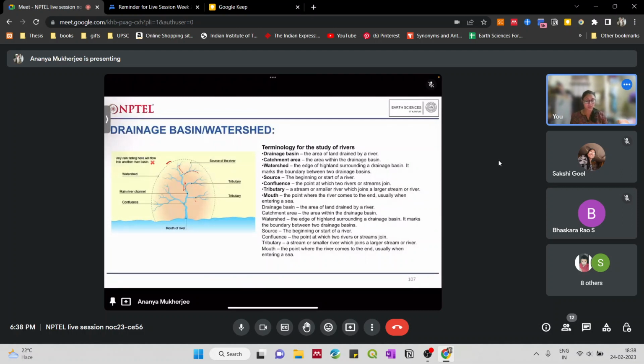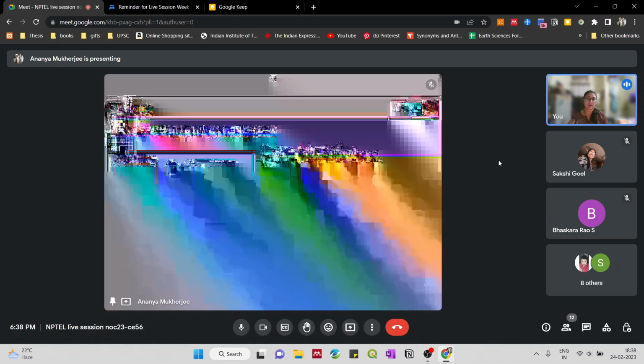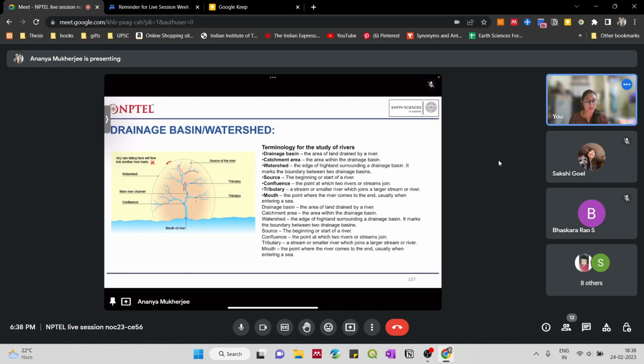Over here are some of the terminologies related to the drainage basin. Drainage basin is the area or the land that is drained by one river system.